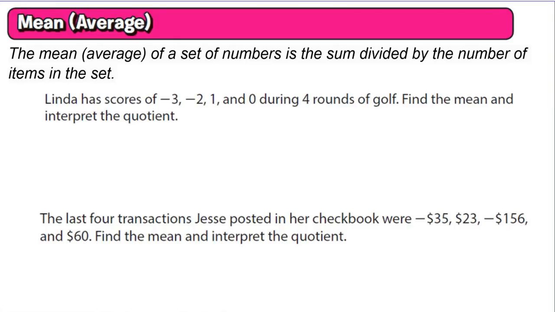We have Linda, and she had scores of -3, -2, 1, and 0 during 4 rounds of golf. So here are her scores, and then she had 4 rounds: 1, 2, 3, 4. And then we're going to find the mean and interpret the quotient. We're just going to find the average and find out what that means. To find the average, we have to add all of her scores together for the 4 rounds. So we have -3 plus -2 plus 1 plus 0. -3 plus -2 is -5, -5 plus 1 is -4, and -4 plus 0 is -4. So that's the sum for the 4 rounds.